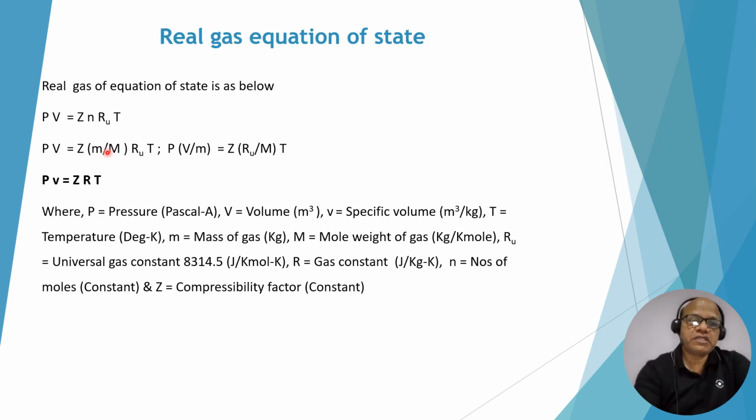Real gas equation of state: PV = Z n R T. On simplification, we can write PV = Z R T, and this is a very vital equation for real gas application, where Z is the compressibility factor.